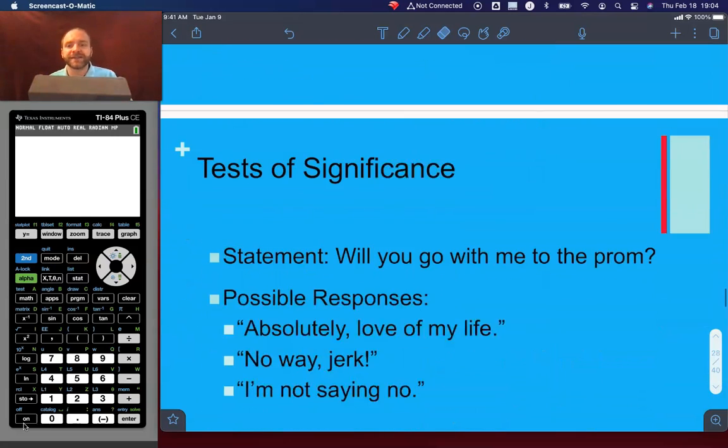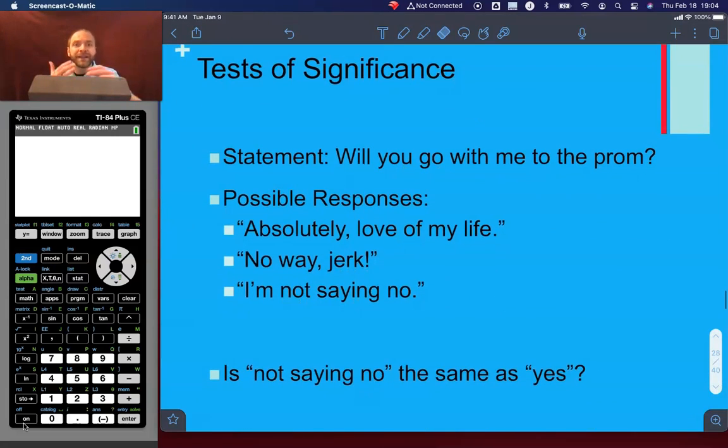Maybe the juries don't make sense. So let's make it something that does relate to you. If you ask someone to prom, you say, hey, will you go with me to prom? Here are some responses. Absolutely, you're the love of my life. No way, jerk. Or, I'm not saying no. Is not saying no the same as saying yes? So if you ask someone to prom and they say, I'm not saying no, does that mean they're really going to prom with you? These are things for us to keep in mind with how we draw our conclusions or how we phrase our conclusions based off the p-values with our significance tests.